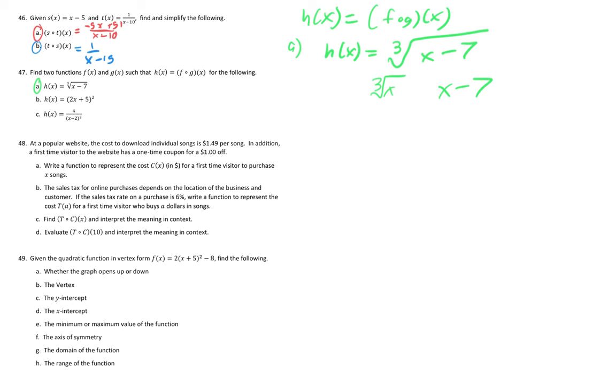So now we have to determine which one's which, right? Well, g is going into f. So that means that our g of x function needs to be our x minus 7, and our f of x is going to be the cubed root of x.